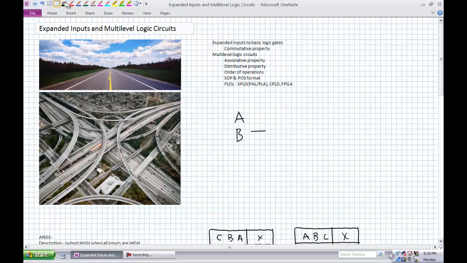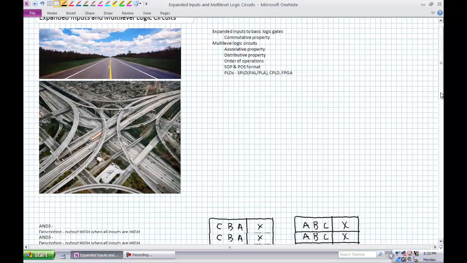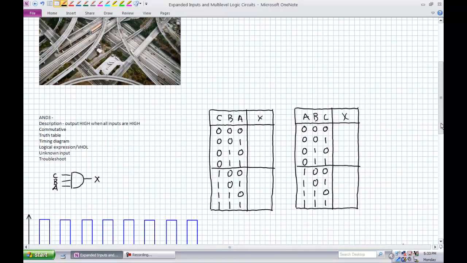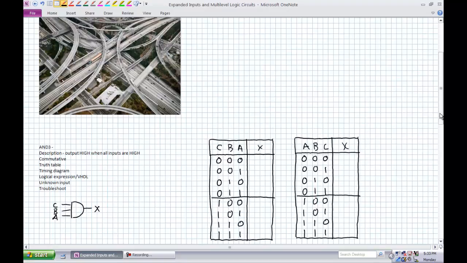So let's go ahead and actually talk about a three-input AND gate. It's the same thing as our two-input AND gate. The output is high when all inputs are high. And let's discuss the commutative property. Notice here, I've got it written CBA. I've got ABC written there. The truth table may appear in a different order, but the truth table for those results should still be the same.